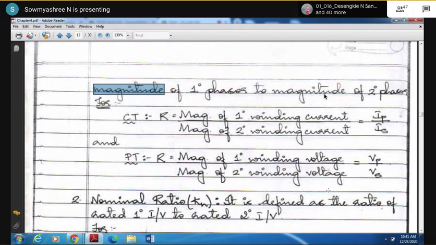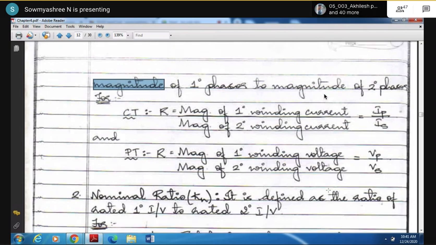Whereas for nominal ratio, it is the ratio of rated primary winding current to the rated secondary winding current or voltage. Are you getting? Did you understand what rated value means? So 12 volts 5 amps means 5 amps is the rated current of that particular device.